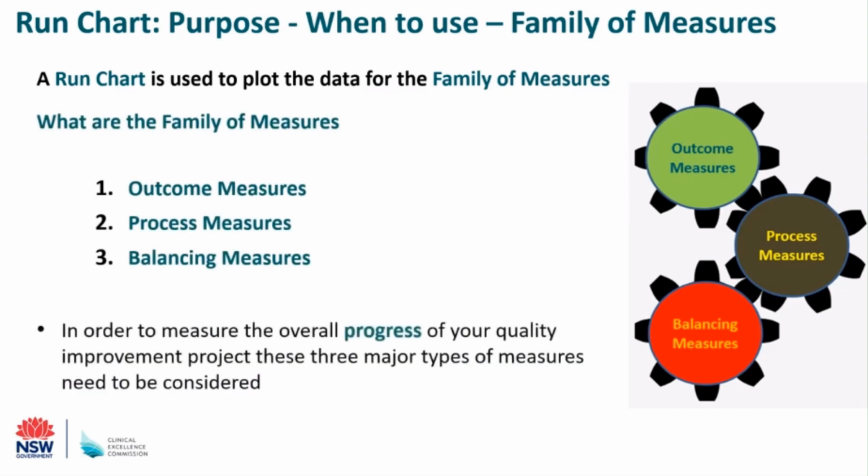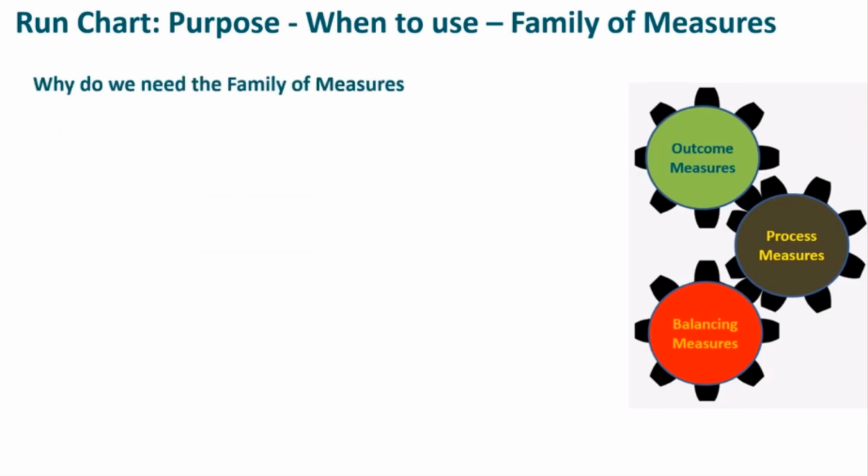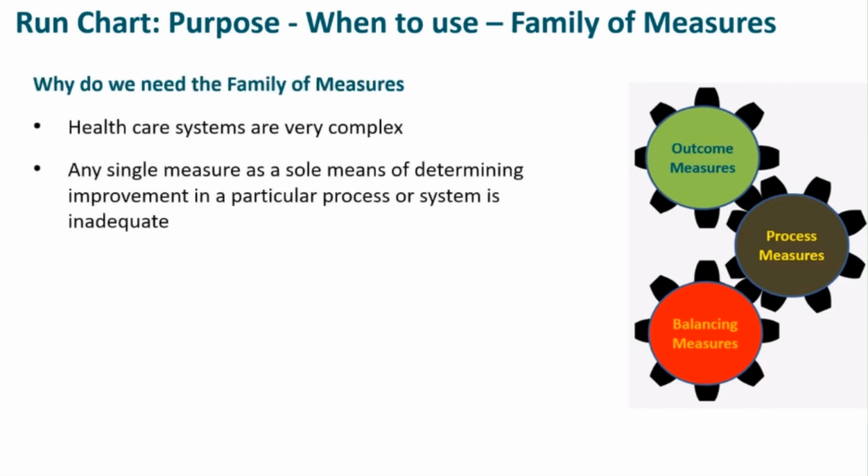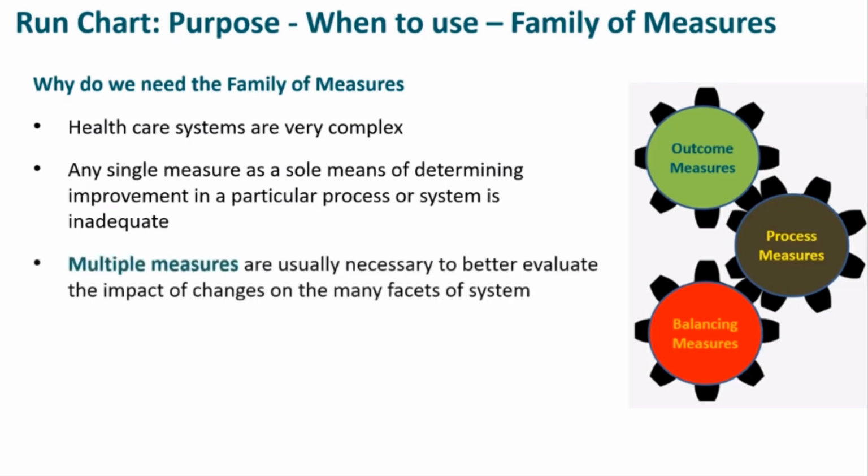In order to measure the overall progress of your quality improvement project, these three major types of measures need to be considered. So why do we need the family of measures? Because healthcare systems are incredibly complex, any single measure as a sole means of determining improvement in a particular process or system is inadequate. What we need is multiple measures.